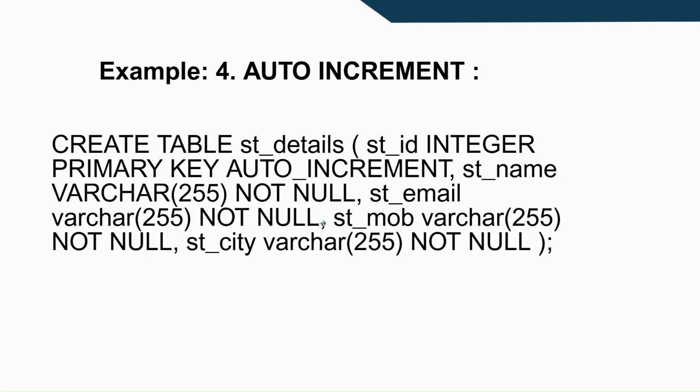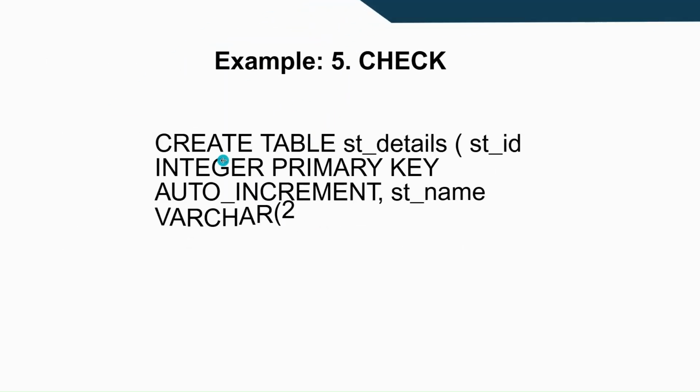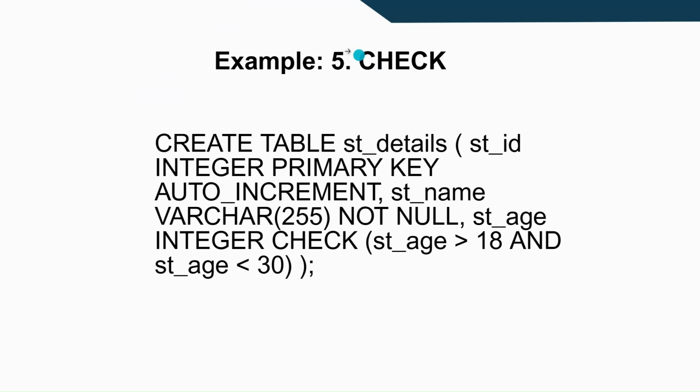Okay. Now here we have example 5. It's a check. So this constraint ensures that the value in a column satisfies a specific condition. Okay. So now I'm creating a table named student details, ID integer primary key auto increment, student name varchar not null, student age integer check. We have to check here if the age is greater than 18, and we are using an AND operator here, and the age should be less than 30. All right. So here we are checking this.